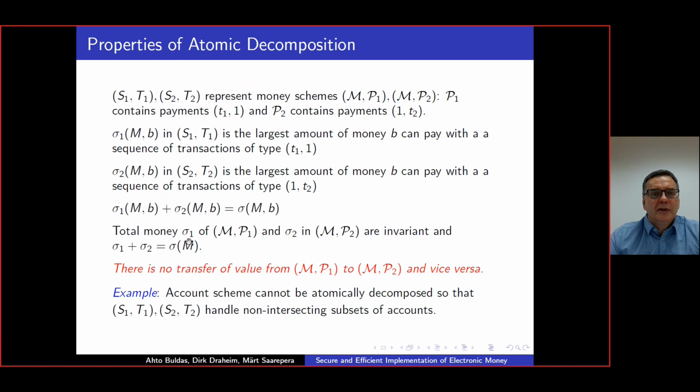So we can also show that total money sigma 1 of the first money scheme and sigma 2 of the second money scheme are invariant, and their sum is equal to the total money in the original scheme. So there is no transfer of value from the first component money scheme to the other and vice versa. And this means, for example, for an account scheme, that it cannot be atomically decomposed such that the first component handles certain accounts and the second component handles another set of accounts, because there is no transfer of value between. You can't pay from an account in this system to an account in this system.